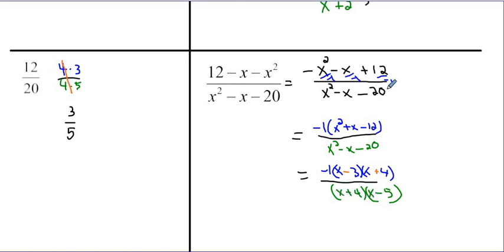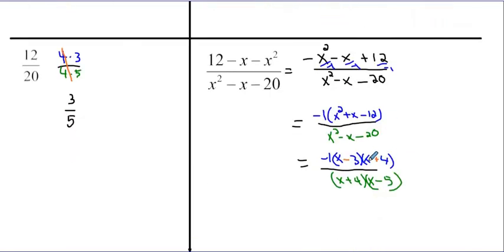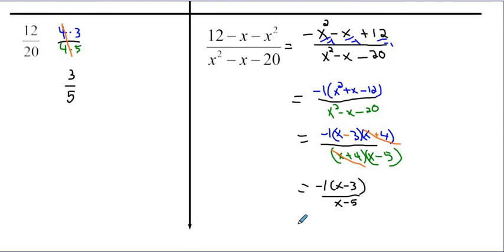They don't have to be right over top of each other like they were in this example. As long as you have 1 on the numerator and 1 on the denominator, they cancel out. So our final answer is -1 times x minus 3 divided by x minus 5. And quite frequently on a standardized test, they would actually go ahead and distribute that negative back in the numerator and give you -x plus 3 divided by x minus 5.